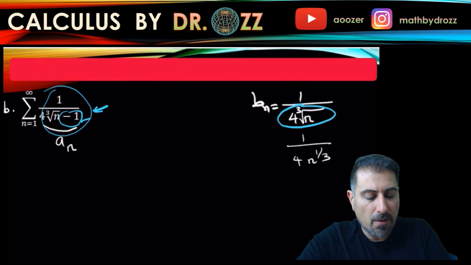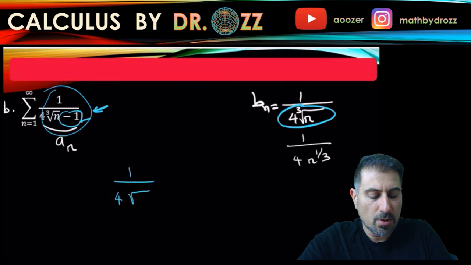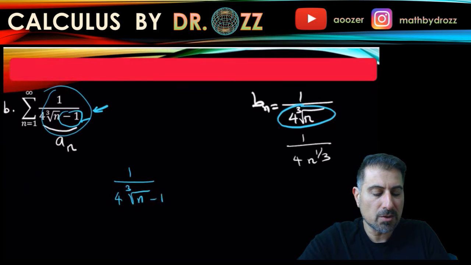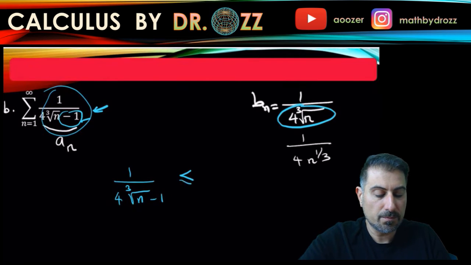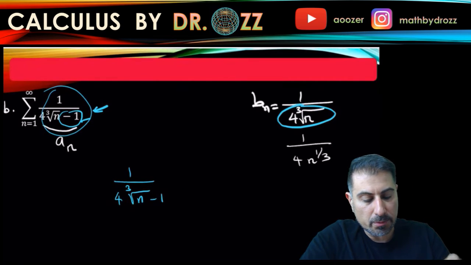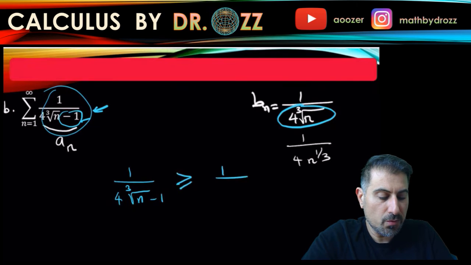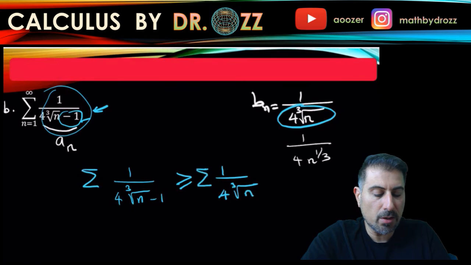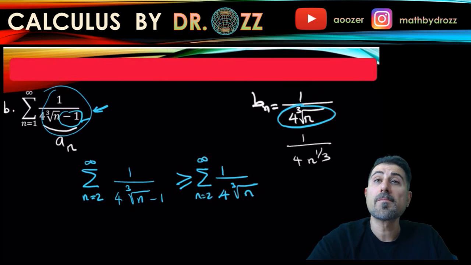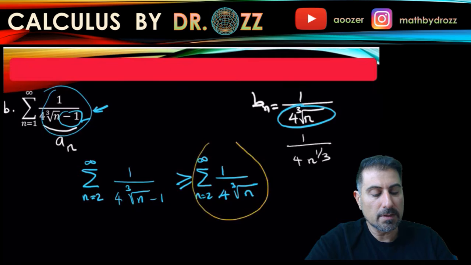So I have 1 over 4 cubic root of n minus 1 to be greater than or equal to 1 over 4 cubic root of n. Since this inequality is true, when I add the limits of the sum, that's still true. Okay. So now the question is like, what do I know about this series?